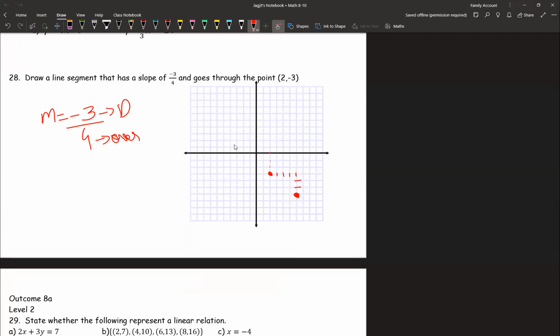You're going to take your ruler and connect those 2 points. Obviously, I'm doing it by hand. You're going to draw it with a ruler so that the line goes through both of these points. Does that make sense? Fairly simple.